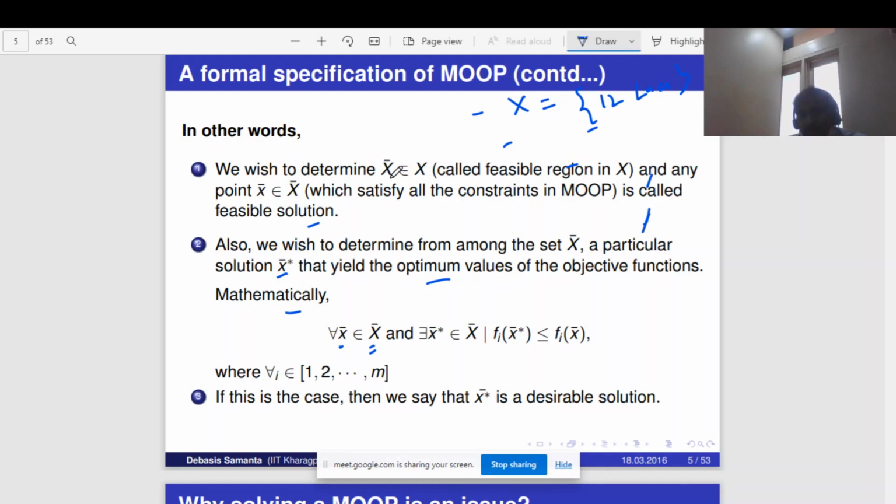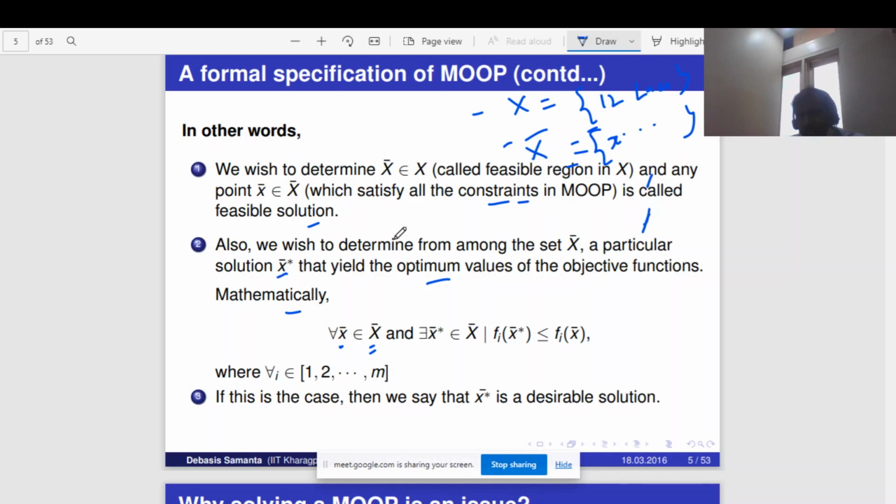Say Microsoft wants to recruit. From that they will identify x dash. X dash may be that they pick up all IITians. All IITians will come in x dash. So each individual in x dash is satisfying the MOOP criteria.